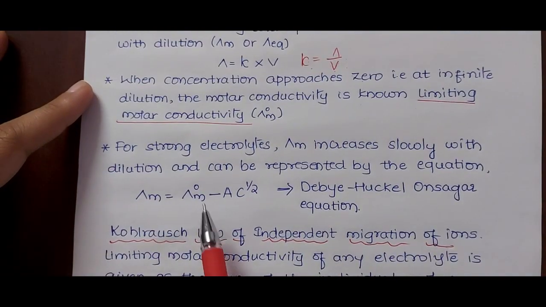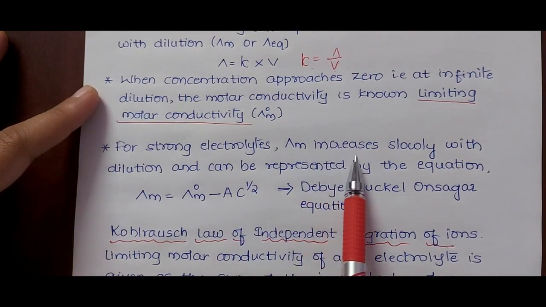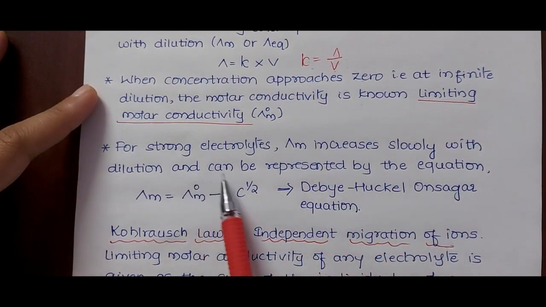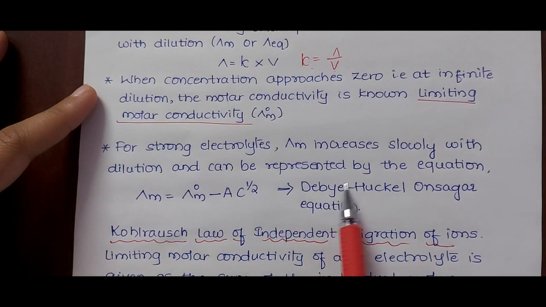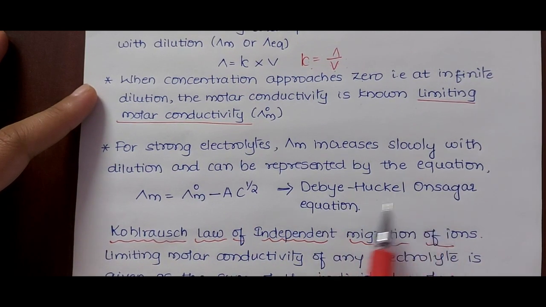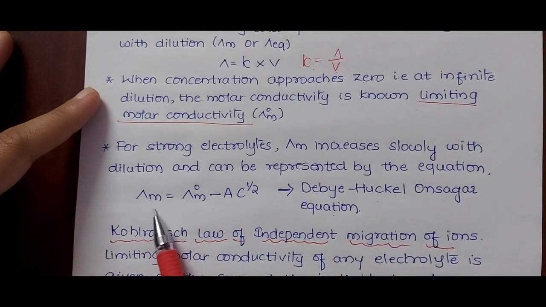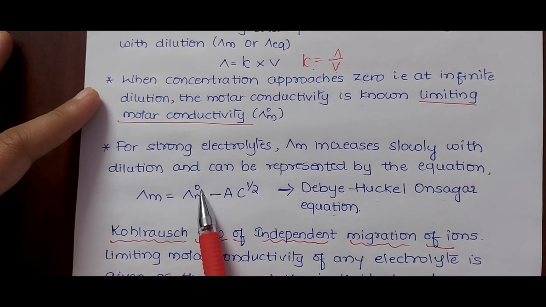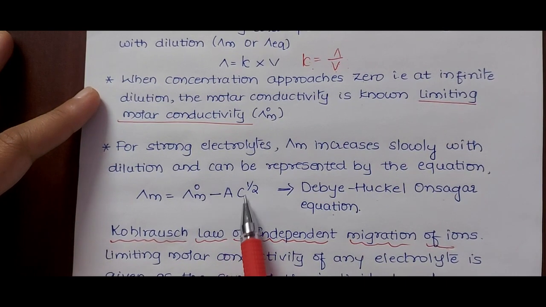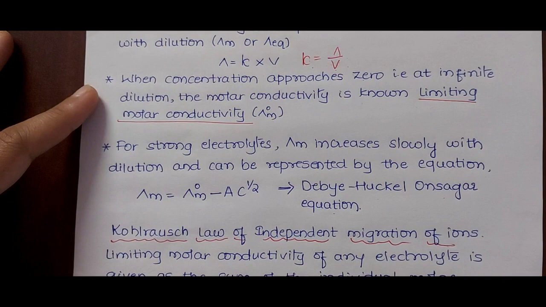For strong electrolytes, the molar conductivity increases slowly with dilution and can be represented by an equation called the Debye-Huckel-Onsager equation. It is given as lambda m equal to lambda m naught minus a into root c, or c to the power 1 by 2, where lambda m is the molar conductivity, lambda m naught is the limiting molar conductivity, a is a constant and c is the concentration of the solution.